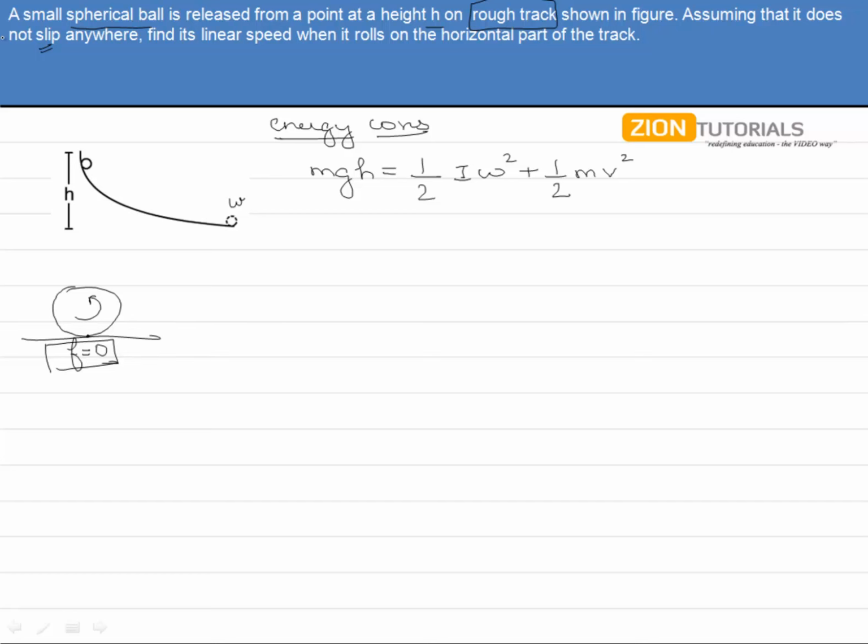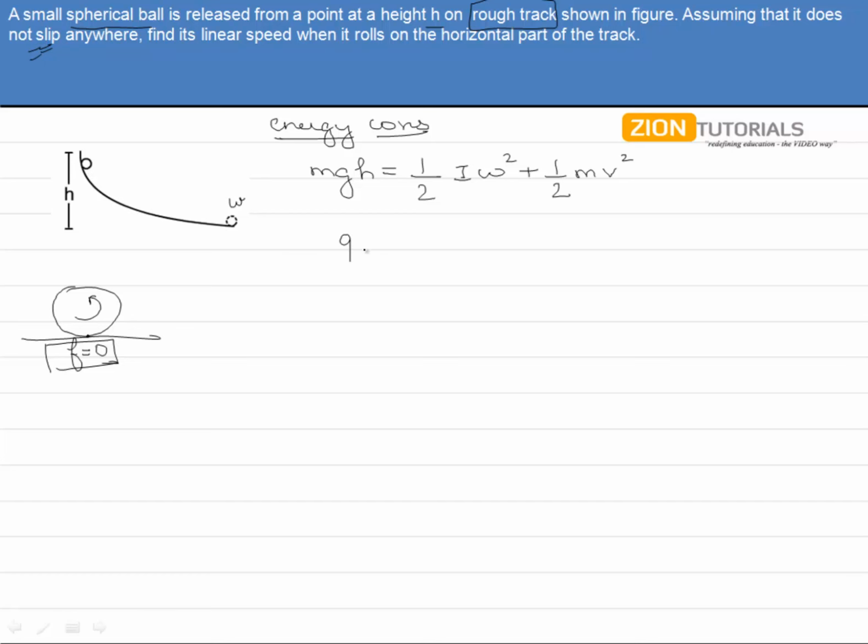And since they have also given us that it is not slipping, which means that losses due to the friction are zero over here. That is why we haven't added any losses, right? That's why you could conserve energy. If they hadn't given it as not slipping, that is, if the ball could slip, then you couldn't apply the energy conservation.